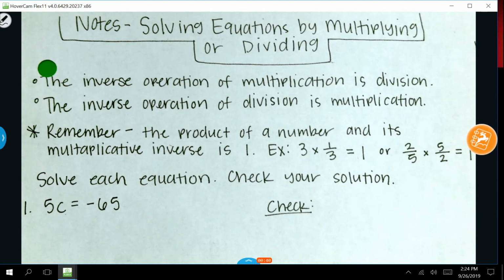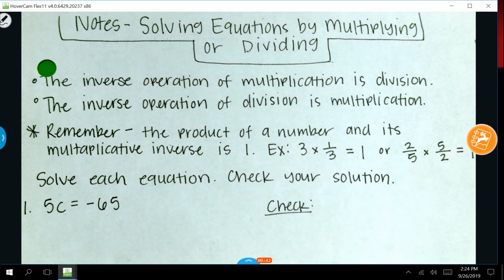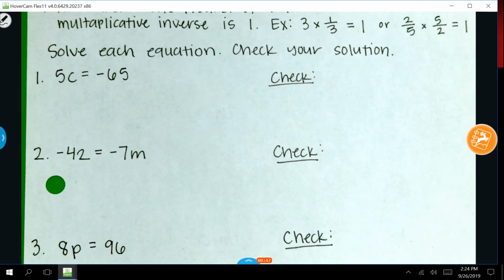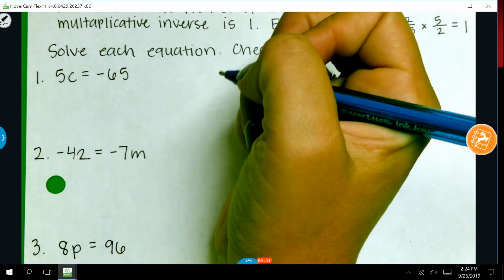And you are still checking your work as well. Once you find your solution, you're plugging that solution back in to check it and make sure you did it correctly. Alright, so number 1 says 5c equals negative 65.